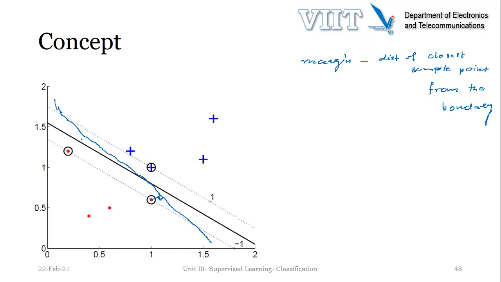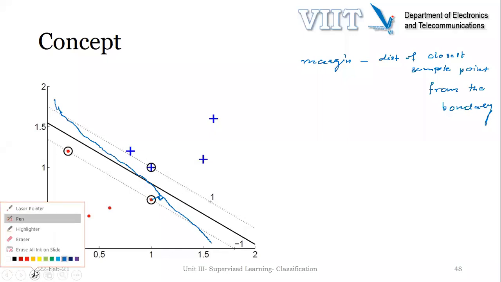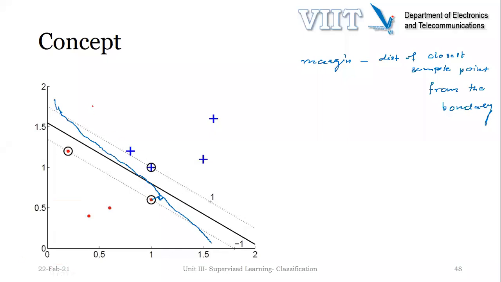So what is happening if I have a different line like this, or another line, let's say like this? If I try to draw a line like this, this is also classifying, no? All these plus points are on this side and all these dots are on this side. So this is also classifying, but this is not the proper classification boundary. Understand? These two are not the proper classification boundary. The reason is SVM says that the margin should be maximum.